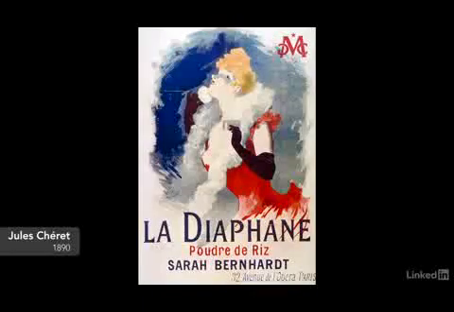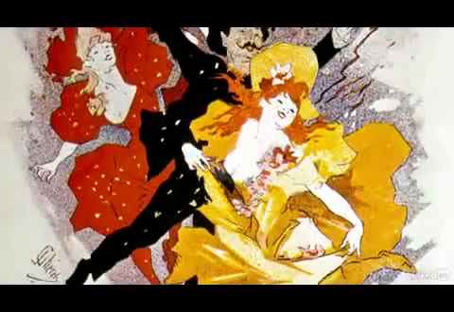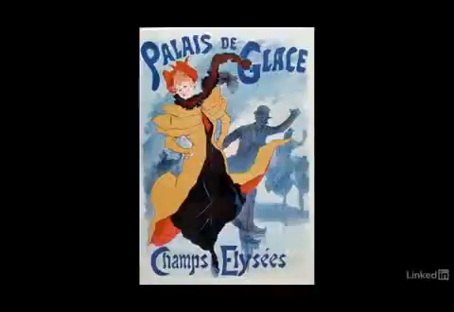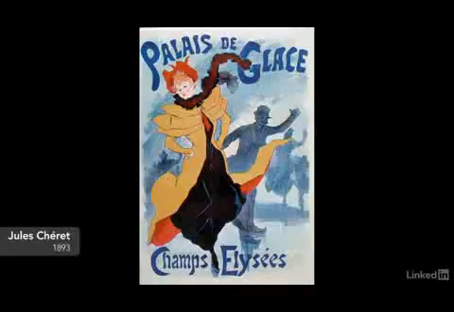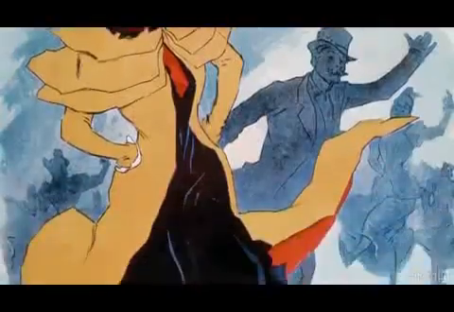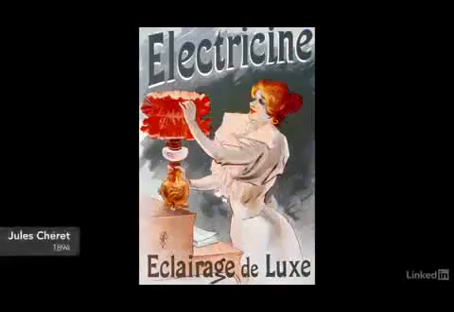Chéret presented women in a new and modern way. Previous depictions in posters and art were of prostitutes or holy figures. His women were called Cherettes and showed the new attitudes. Women in Paris in the 1890s had a less restrictive role. Chéret showed this with lower-cut dresses, smoking, energetic dancing, and even operating new machines like an electric lamp.